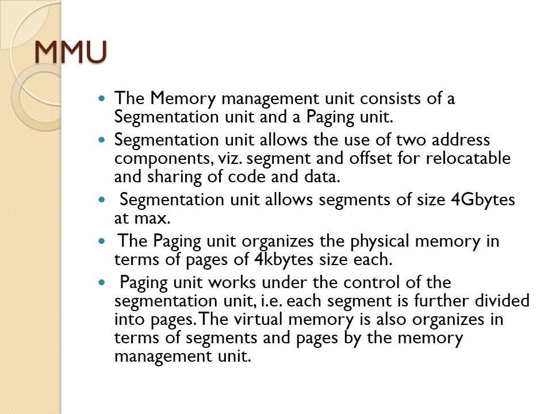MMU, the memory management unit, consists of segmentation unit and paging unit. Segmentation unit allows the use of two address components, segment and offset, for relocatability and sharing of code and data. Segmentation unit allows segment of size 4 GB at maximum. The paging unit organizes the physical memory in terms of pages of 4 KB size each. Paging unit works under the control of the segmentation unit, that is, each segment is further divided into pages. The virtual memory is also organized in terms of segments and pages by the memory management unit.